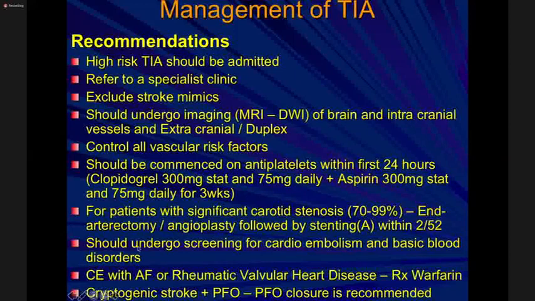So you need to start them on long-term anticoagulants if there is a reason or a source of cardioembolism. It may be atrial fibrillation, it may be mitral stenosis, or the patient may have undergone MVR, mitral valve replacement. For cardioembolism with atrial fibrillation or rheumatic valvular heart disease, you need to put them on warfarin. And once you have done all these things, if you still do not find the reason, then it is a cryptogenic stroke.